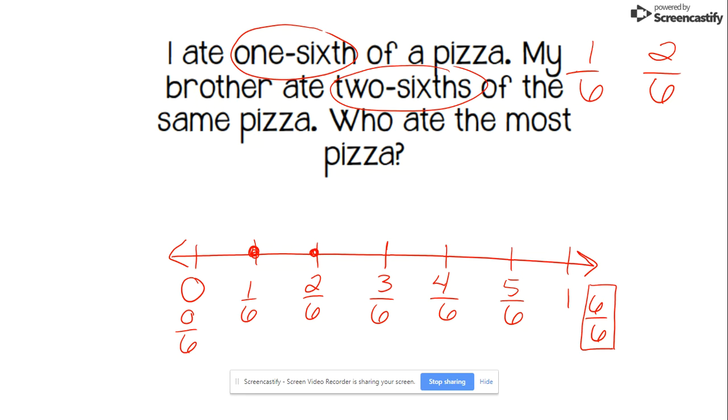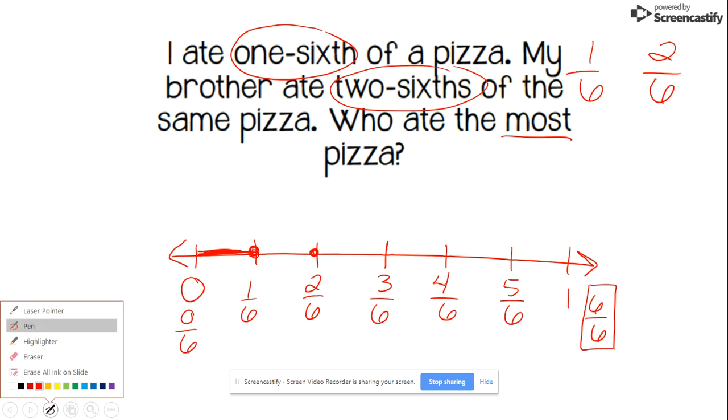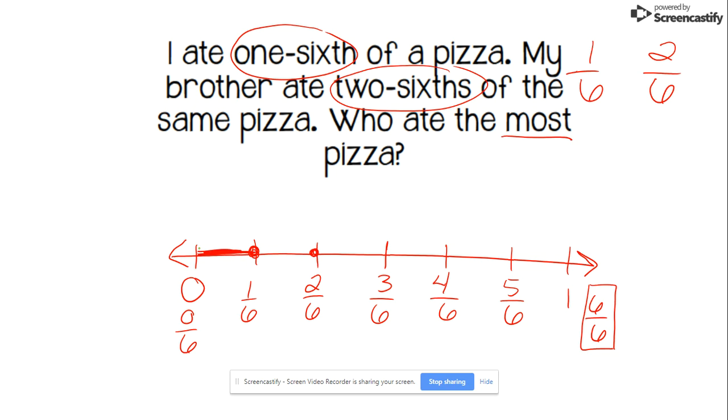The one that is further away from 0, the one that's longer, is going to be the fraction that is greater. And that's what my question was asking, who ate the most pizza? So if I were to shade in from 0 to 1/6, that line is going to be shorter than if I were to shade in from 0 to 2/6. My green line is longer than my red line.